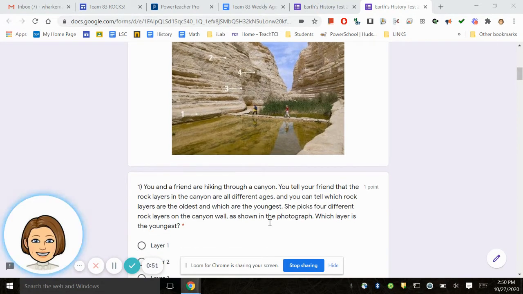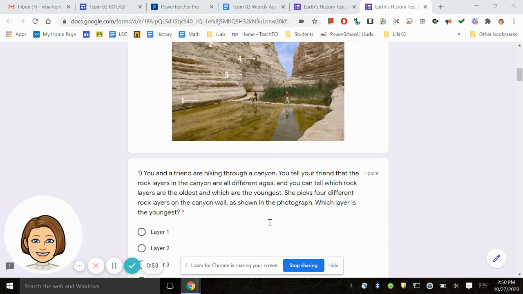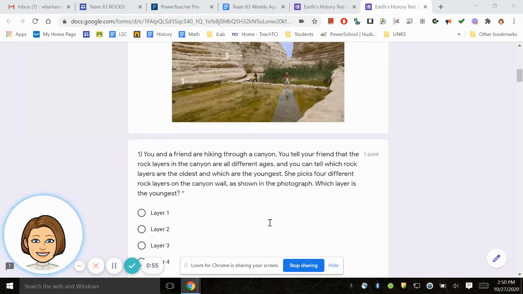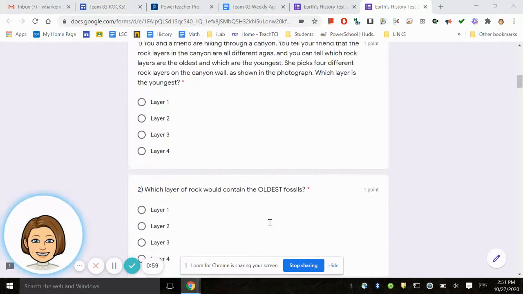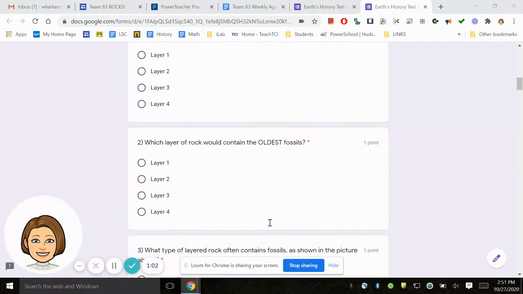Is it layer 1, layer 2, layer 3, layer 4, the youngest? Still referring to that picture. Number 2, which layer of rock would contain the oldest fossils? Layer 1, layer 2, layer 3, or layer 4?